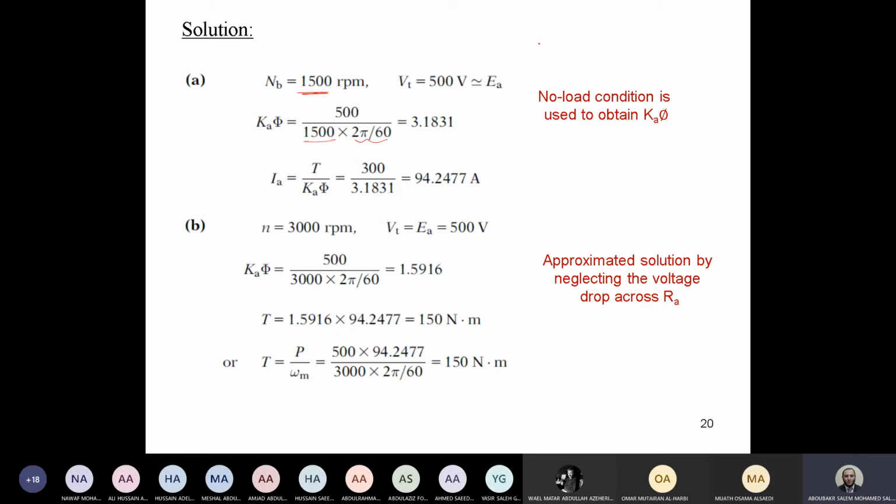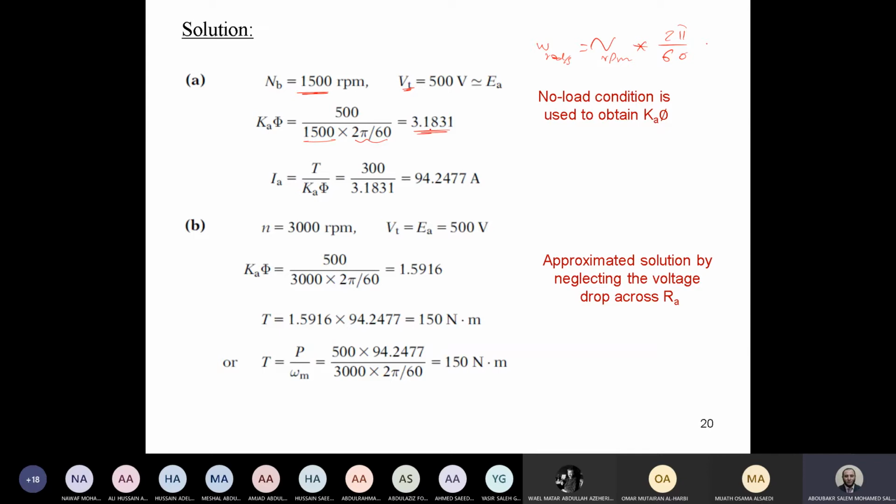We know omega, or speed in radian per second, equals speed in RPM multiplied by 2 pi over 60. So in order to get K phi, we divide V terminal, because we assume that at no load the current will be very small. So we can say that no load speed attains at the value of E_A equal V terminal. So we can get the value of K phi like that.